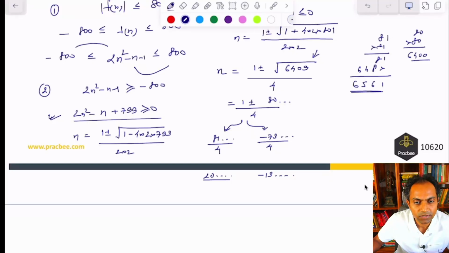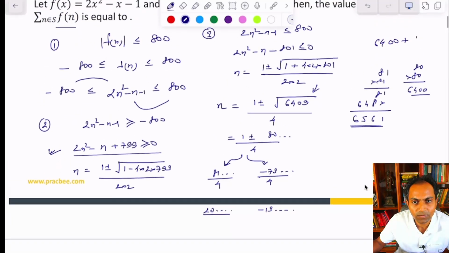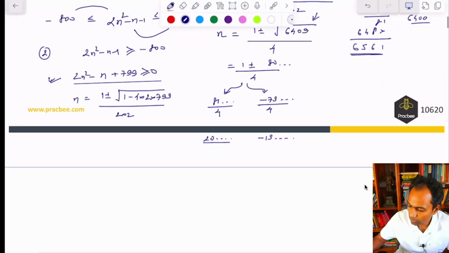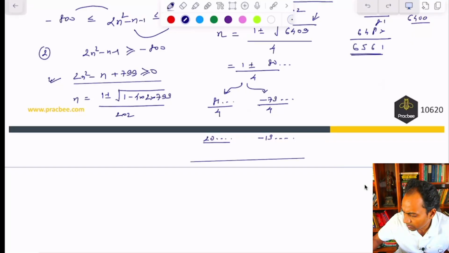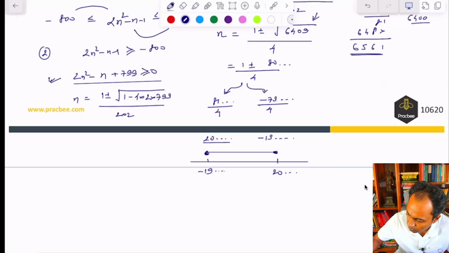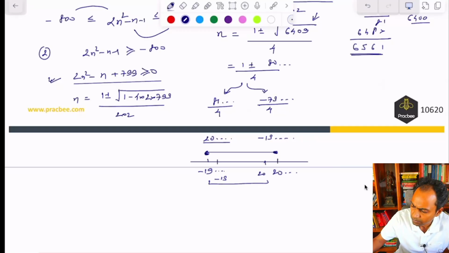Once you have this, now what we can say is, since this expression is smaller than or equal to 0, the value of n will lie between these two. If you look at the number line, what is the spread? Minus 19 point something will come on this side and 20 point something will come on this side. If you consider these values, you can see that minus 19 is going to come here and 20 is going to come here. So these are the values in between. Now what the question says is, this is not the end of the question.